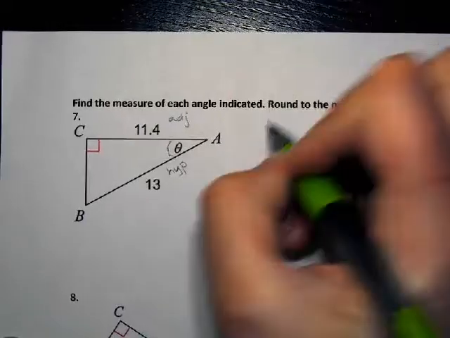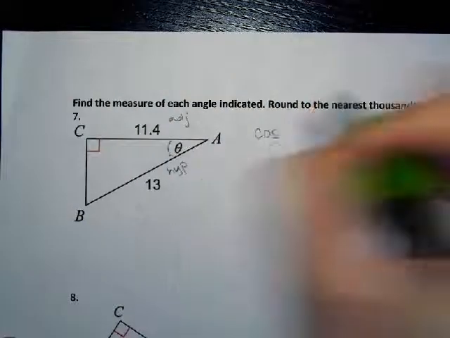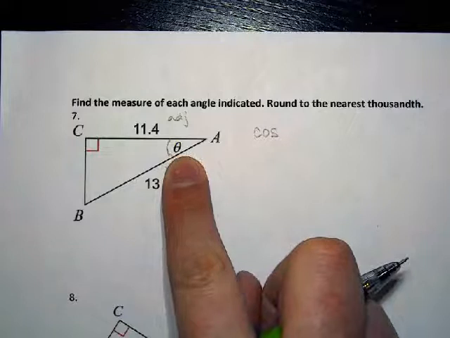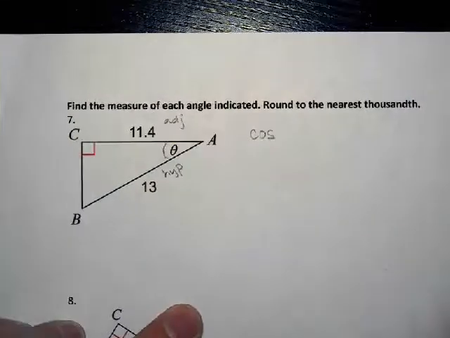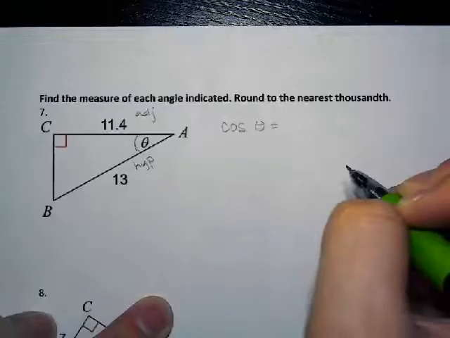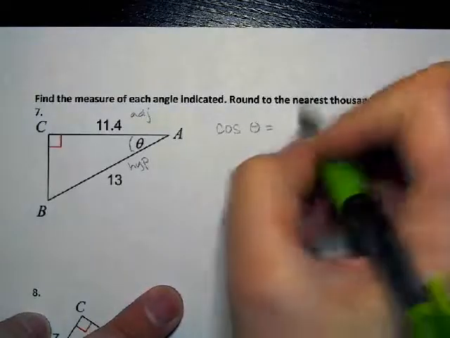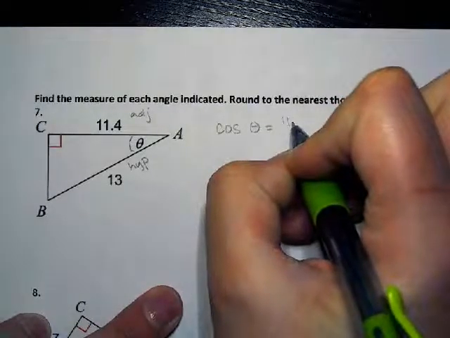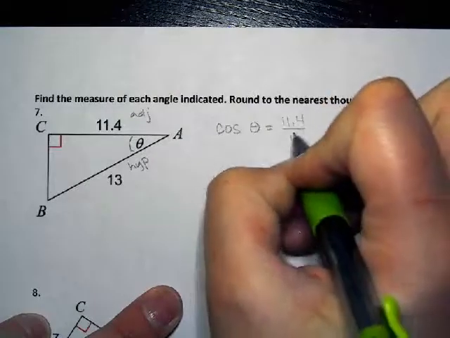If we have the hypotenuse and the adjacent, then which trig function are we going to use? Cosine, okay. So we have cosine, and since there is not a degree measure given, we're just going to write theta. So I'm going to say cosine of theta equals, and then I'm going to write adjacent over hypotenuse. So I'm going to say 11.4 over 13.